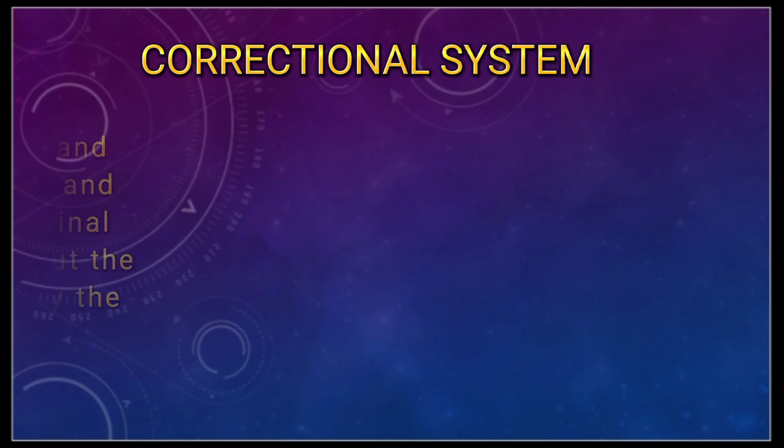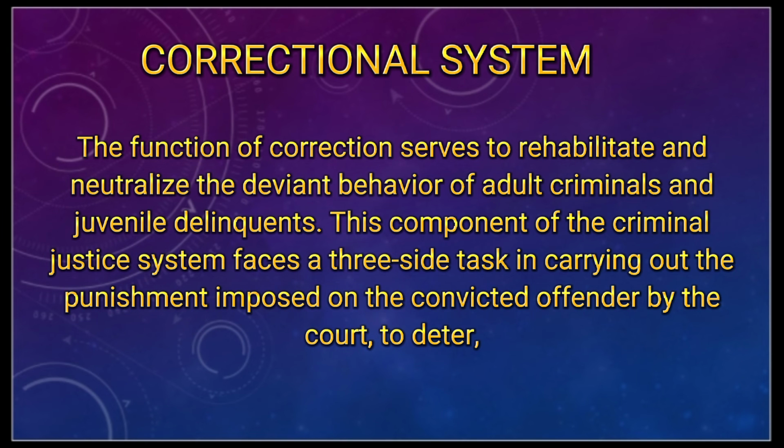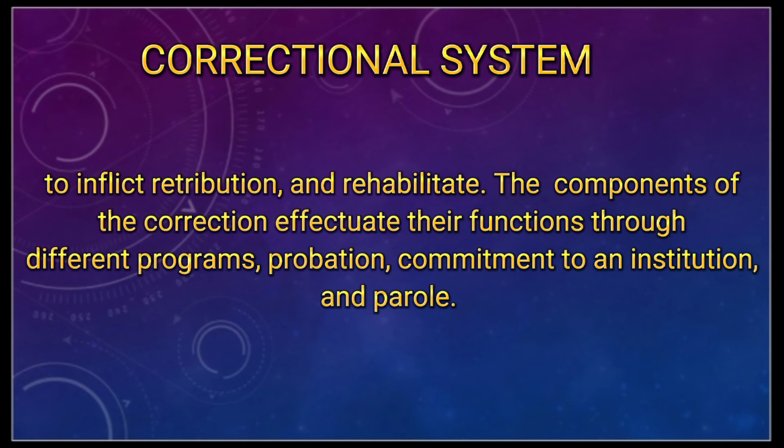Correctional system. The function of correction serves to rehabilitate and neutralize the deviant behavior of adult criminals and juvenile delinquents. This component of the criminal justice system faces a three-sided task in carrying out the punishment imposed on the convicted offender by the court: to deter, to inflict retribution, and to rehabilitate. The components of correction effectuate their functions through different programs: probation, commitment to an institution, and parole.